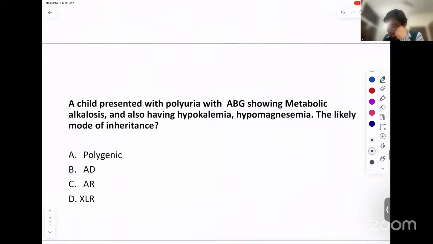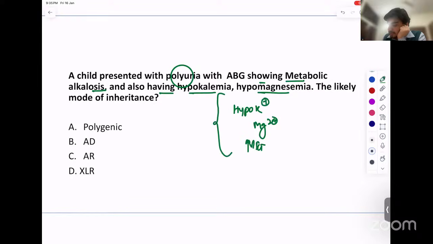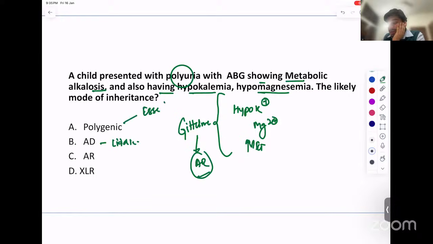All right. Next question. A child presented with polyuria with ABG showing metabolic alkalosis and also having hypokalemia, hypomagnesemia. So hypokalemia, hypomagnesemia plus metabolic alkalosis, all this is pointing towards what? This is Gitelman. And remember, Gitelman is inherited in an autosomal recessive manner, right? Autosomal dominant would happen rarely. Polygenic is essential hypertension, that is primary hypertension, right?